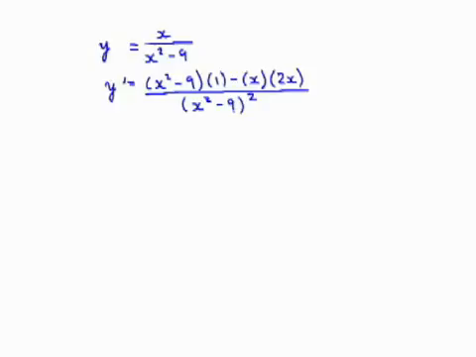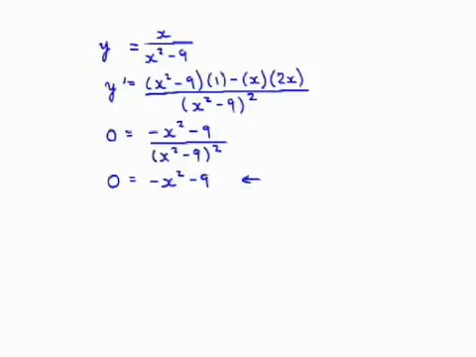So we end up with 0 is equal to negative x squared minus 9 divided by x squared minus 9, where that denominator is all squared. In order to set that expression equal to 0, all we have to do is set the numerator equal to 0. So 0 is equal to negative x squared minus 9. If you used your quadratic formula, you would find that there are no real roots to this. Therefore, there are no extrema for this function.